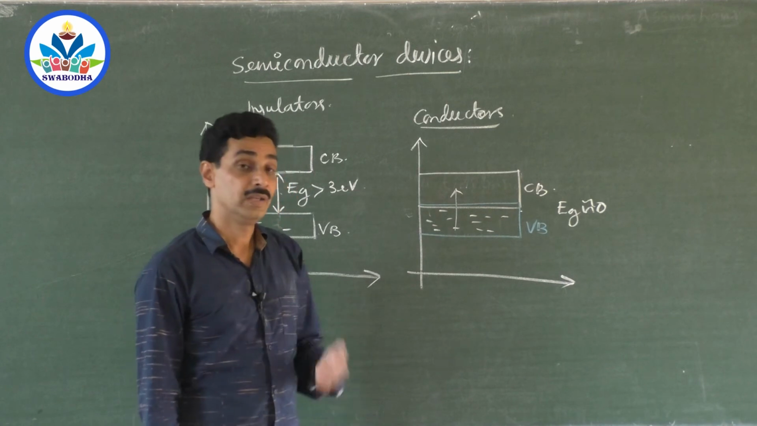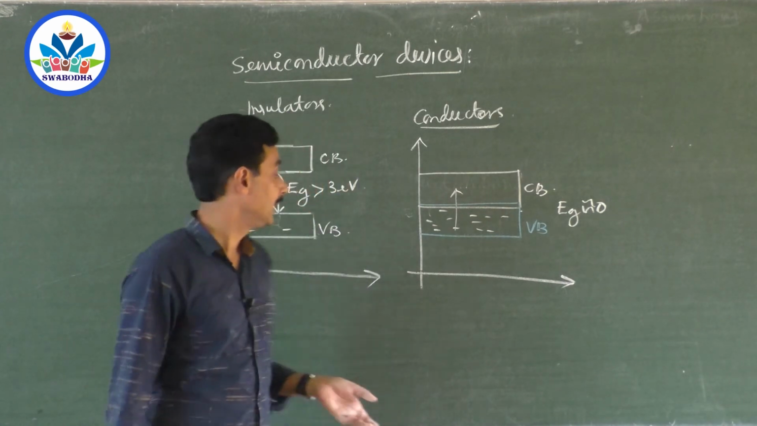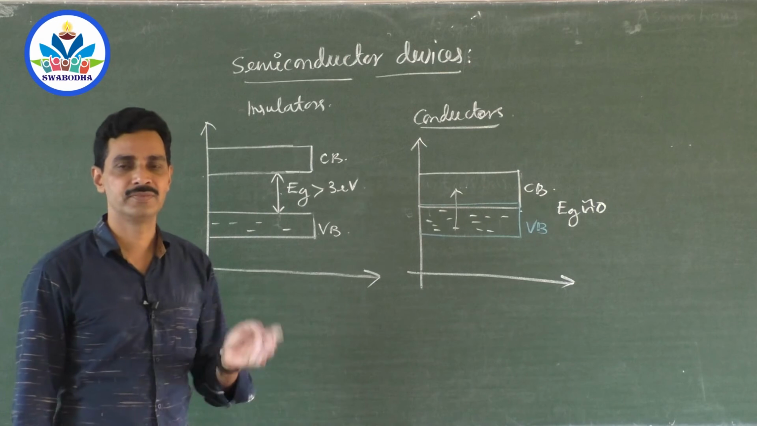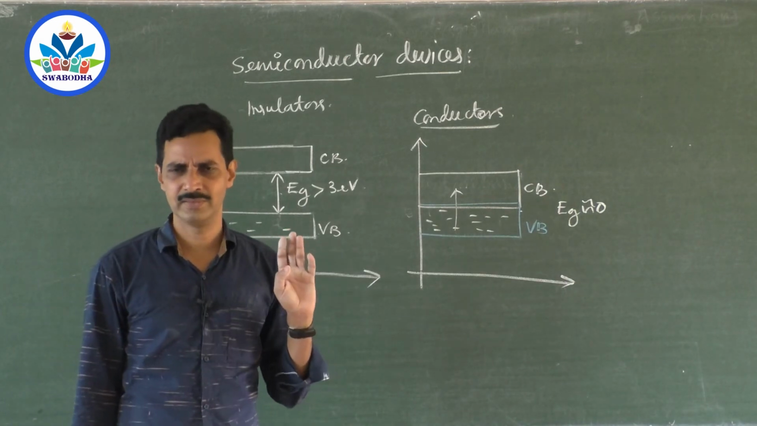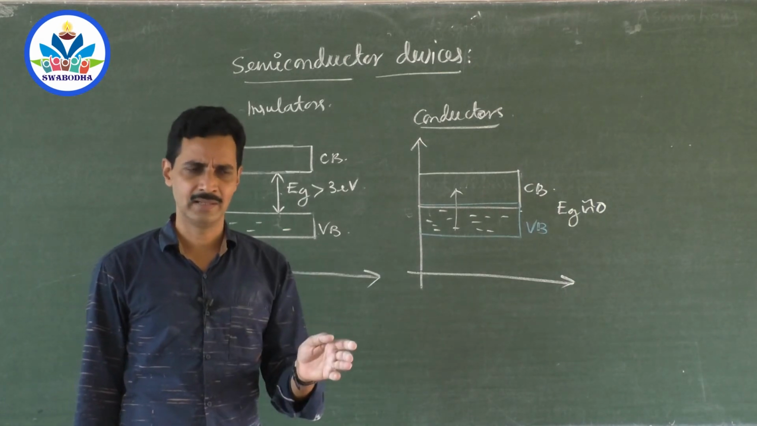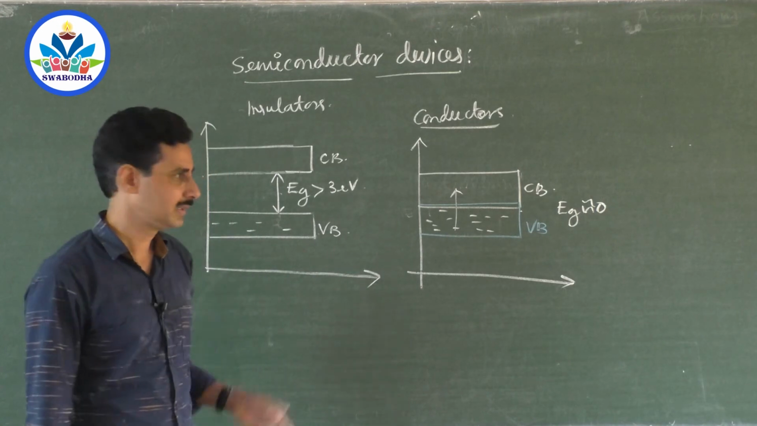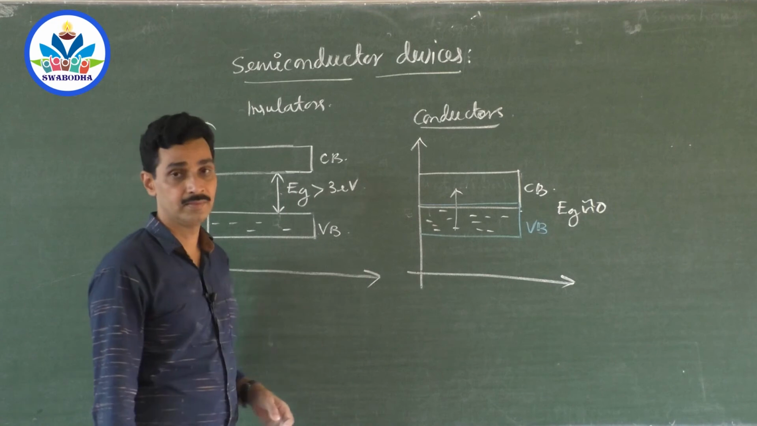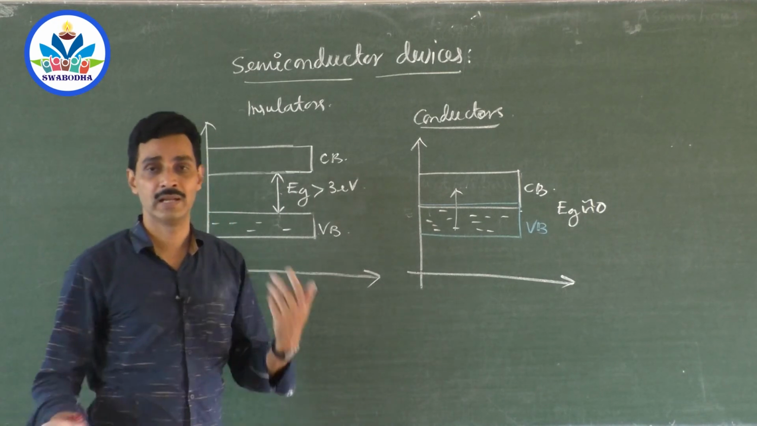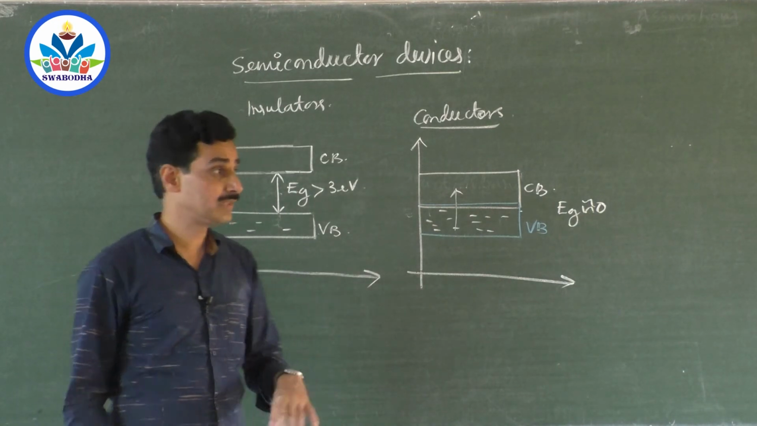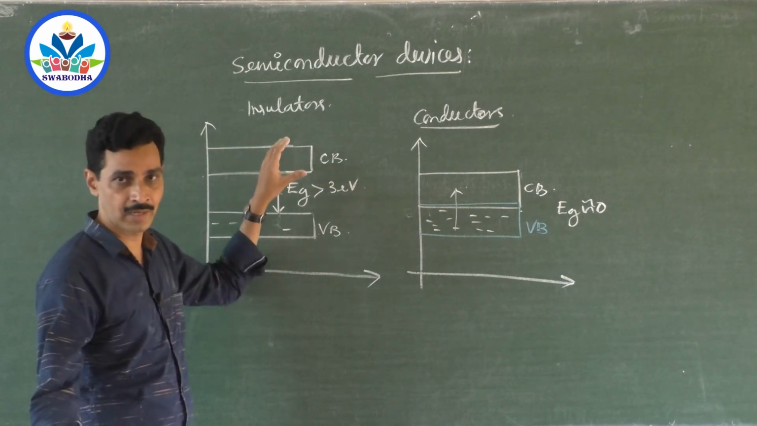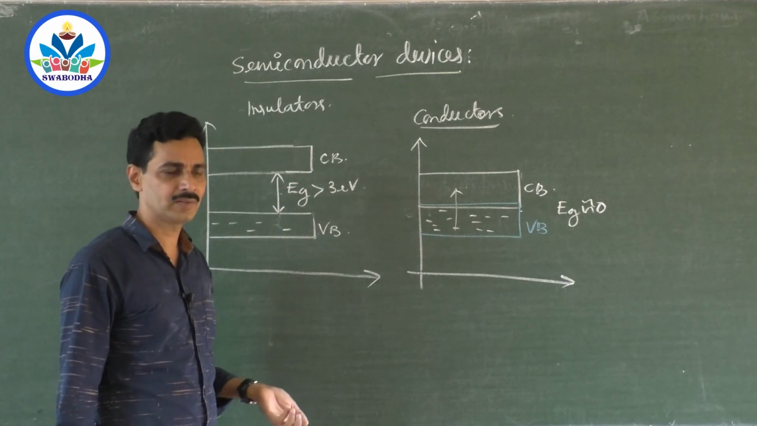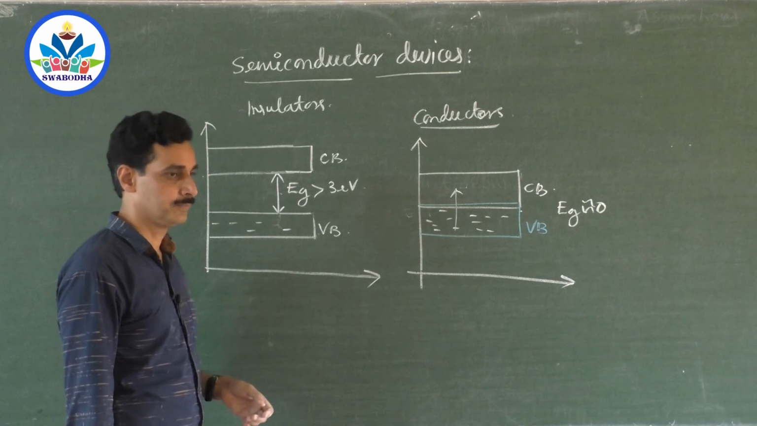Now, if you observe, in an insulator, the valence band is filled completely or partially, we don't know. That depends on the material. It may be filled with electrons; the valence band contains electrons. What about the conduction band? In the conduction band, there are no electrons. That means there are no electrons with the energy of this much. That is the meaning, right? In the material, there are no electrons with the energy of the conduction band.